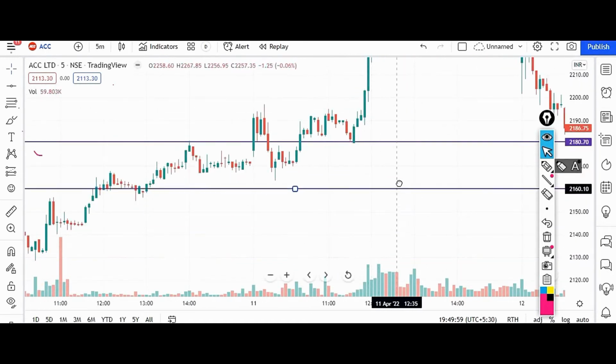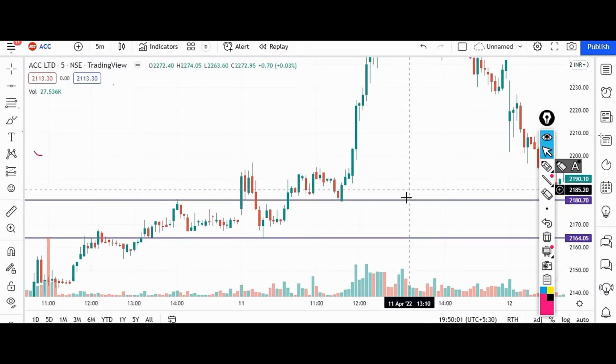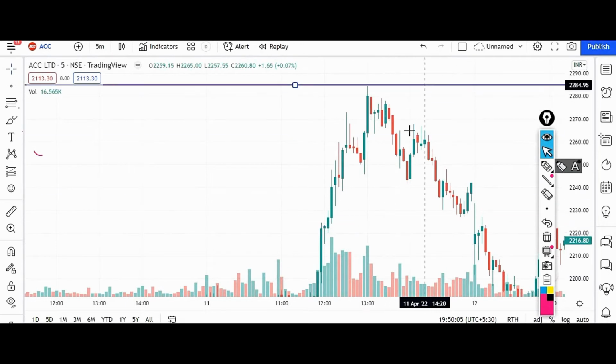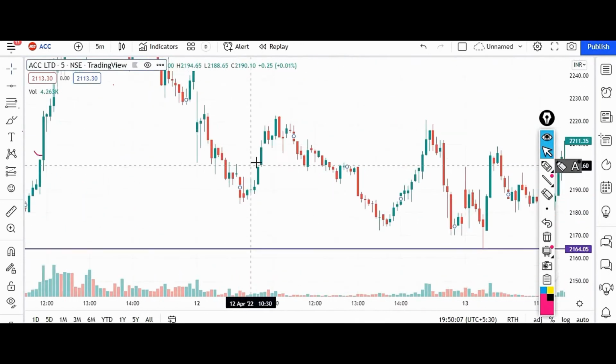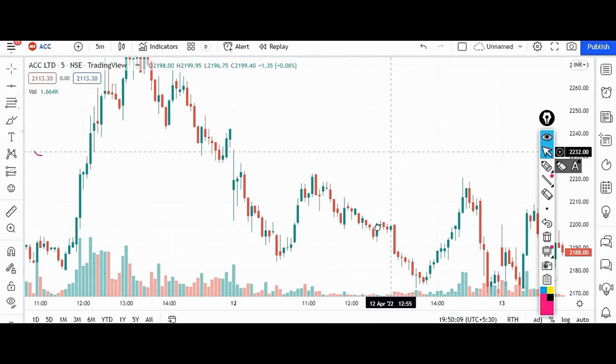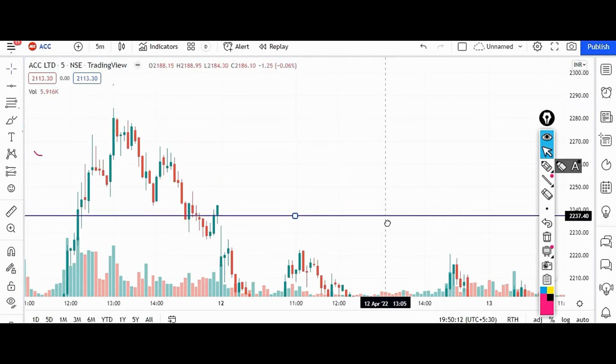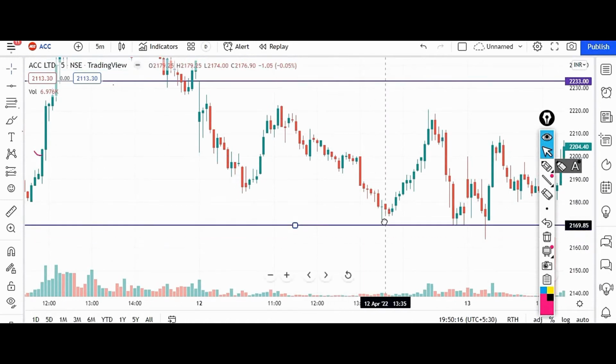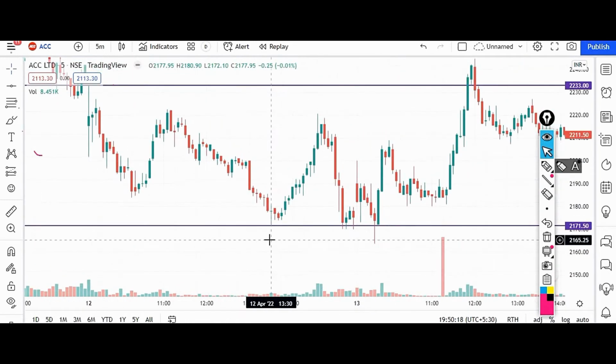Let's mark these levels. This is the low and this is the high of the day. Let's check. There is no entry given. If there is no entry, just let it be. Okay, just look for entries. If it is given, let's go with it.